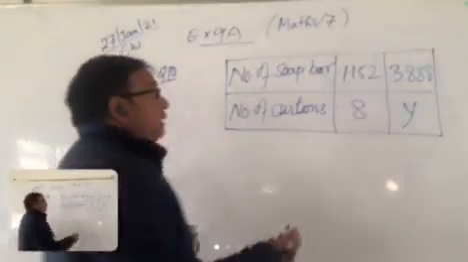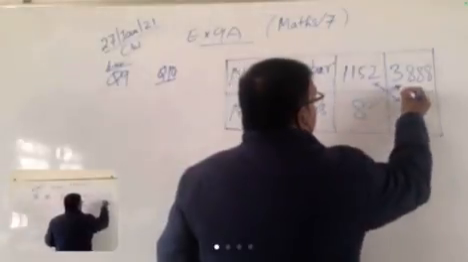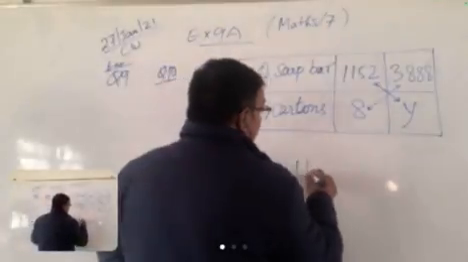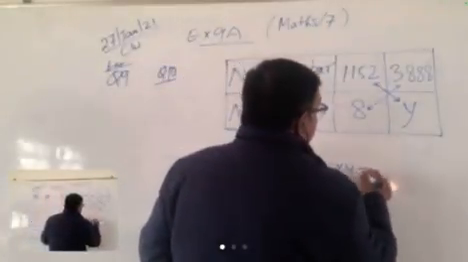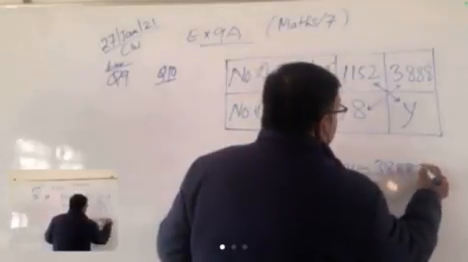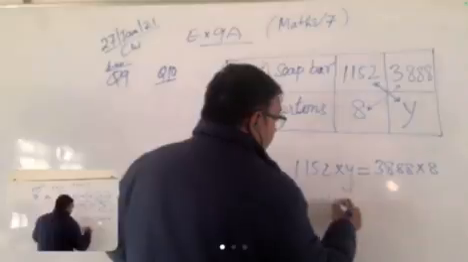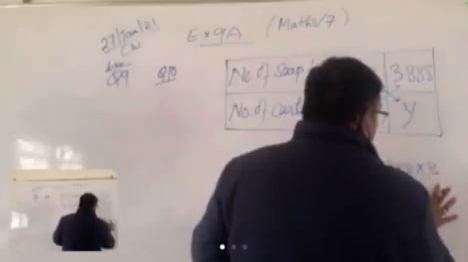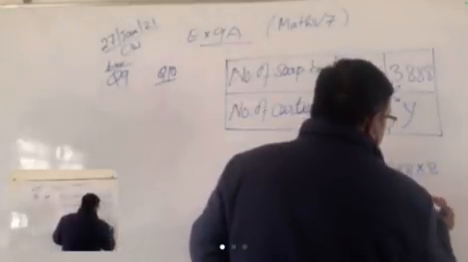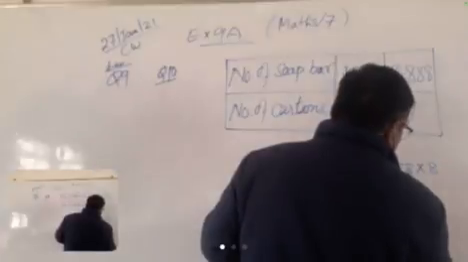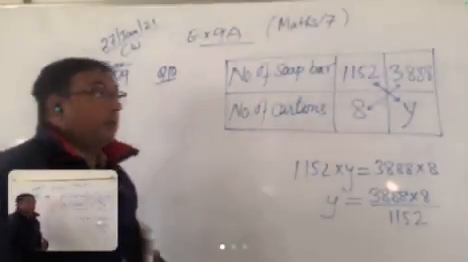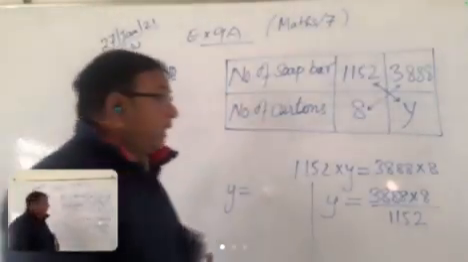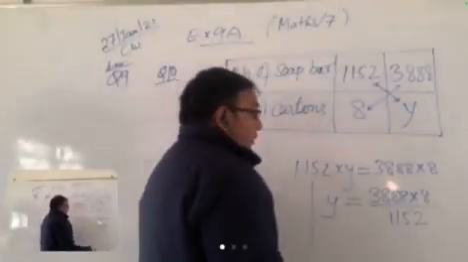So this is the same, and we have to do the cross multiplication for this question also. 1152 multiplied by y is equal to 3888 multiplied by 8. So y is equal to 3888 multiplied by 8 upon 1152. Now cancel it and find the value for y. Everyone do the cancellation by your own.